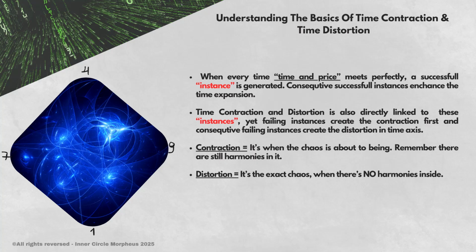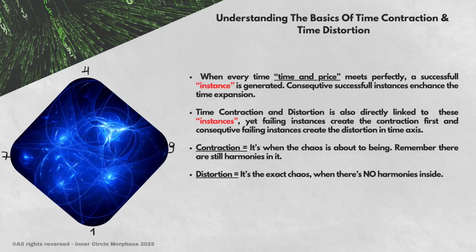Hi Neo. In this video, I'm going to be talking about the basics of time contraction and time distortion. We can say that time contraction is easier to spot compared to time distortion, and time distortion is harder to spot compared to time contraction, due to the source where they originate from. That source is the instances, Neo. There are infinite instances, and it's impossible to spot each one of them in the markets consistently. What you need to focus on is the easiest ones and understand them with the chaos and harmony in the markets.